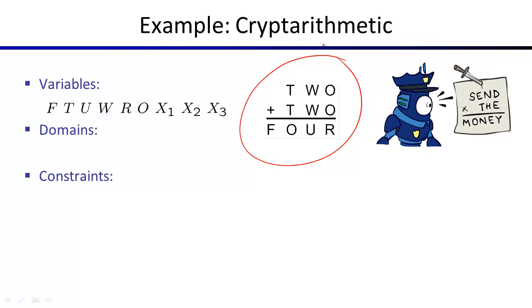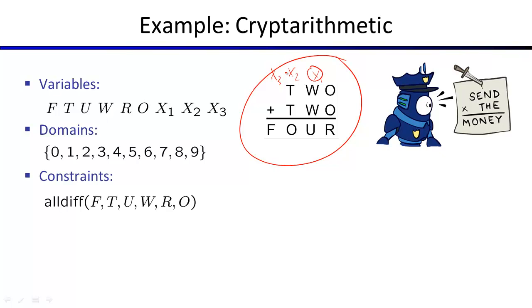And it turns out there are some extra variables here, X1, X2, X3, which correspond to the carry digits, right? When you do a summation like this, you know that you might have a carry over here if O plus O is larger than 9, and the part that carries over to the next column. And so X1 here would be the first carry, X2 up here, and X3 would be the last carry, which happens to be an O as well, also equal to that. What are the domains? The domains are numbers 0 through 9. Constraints.